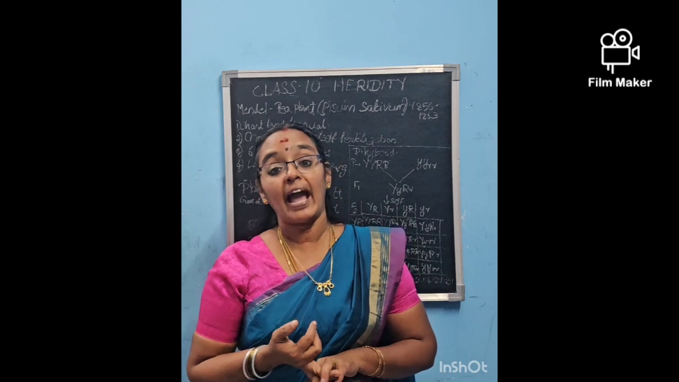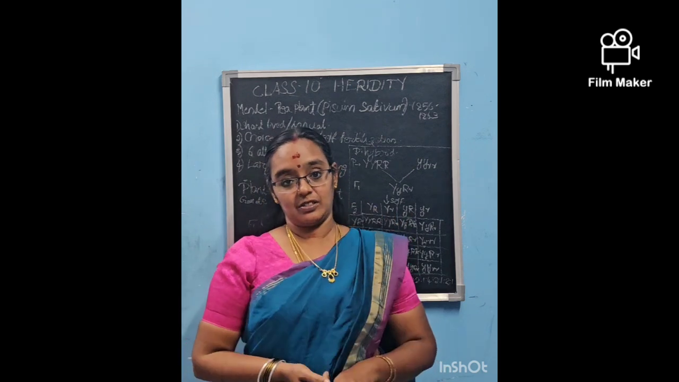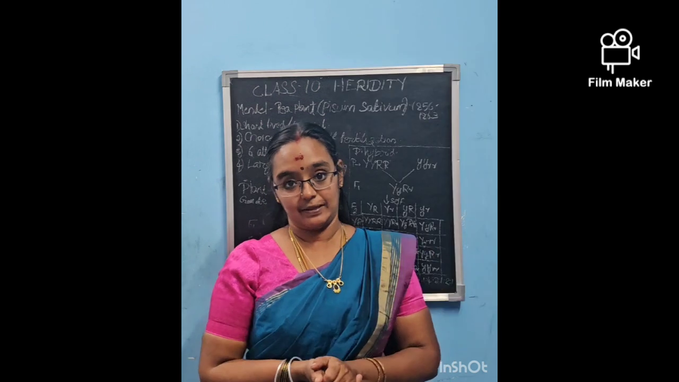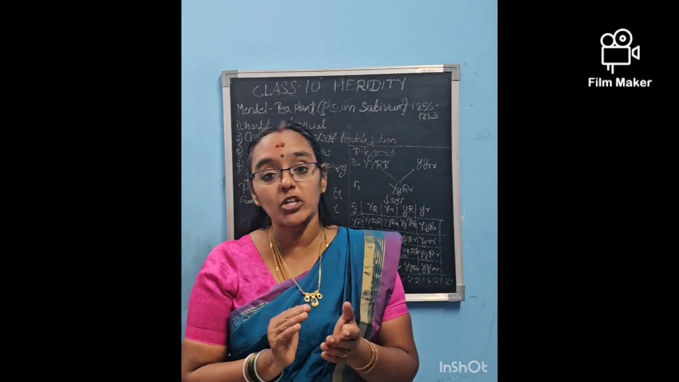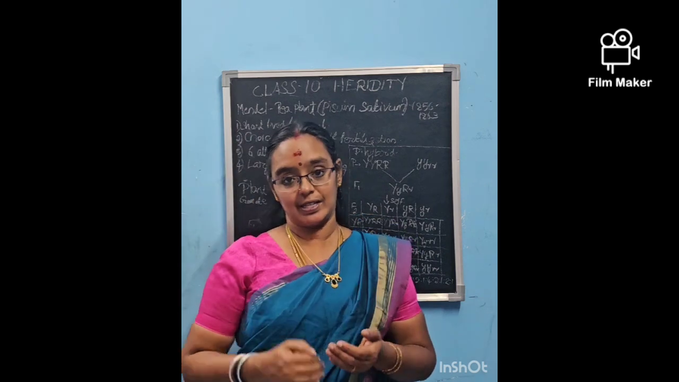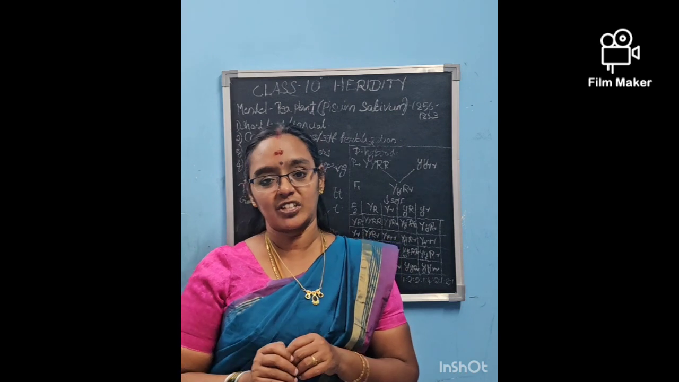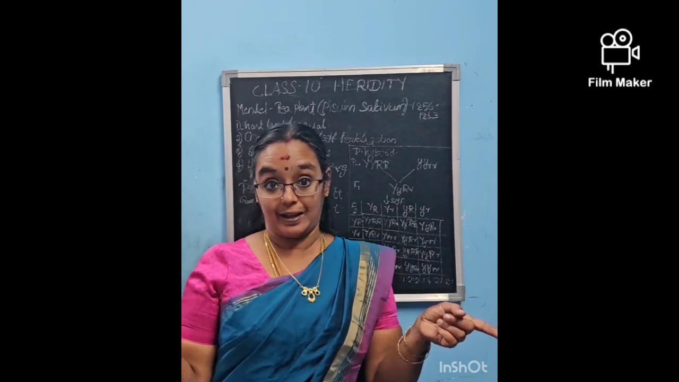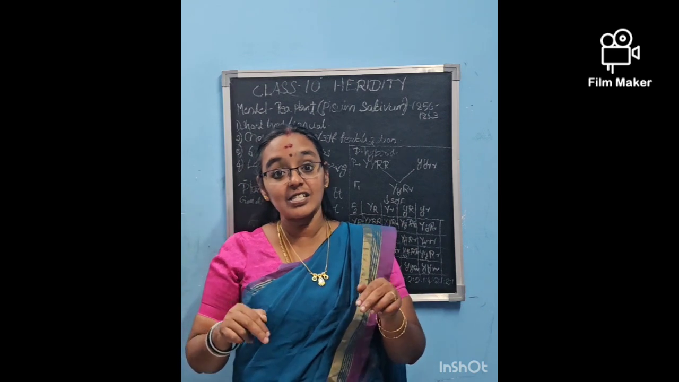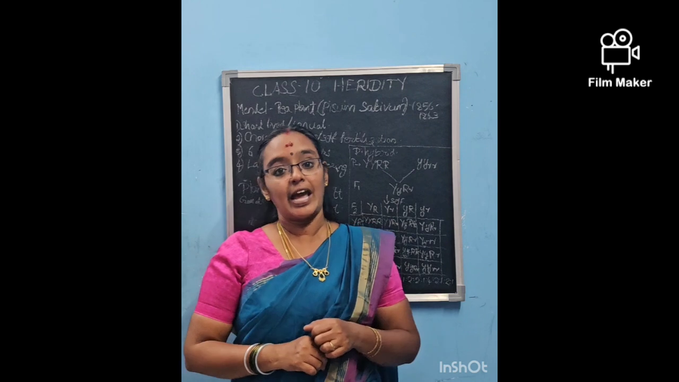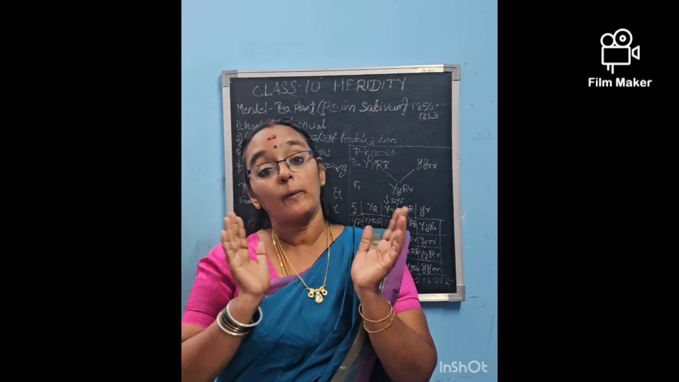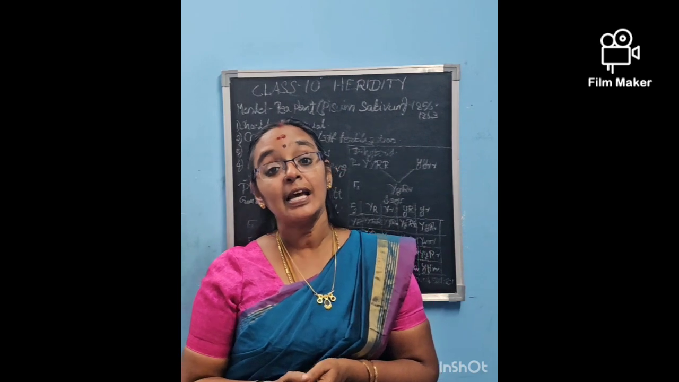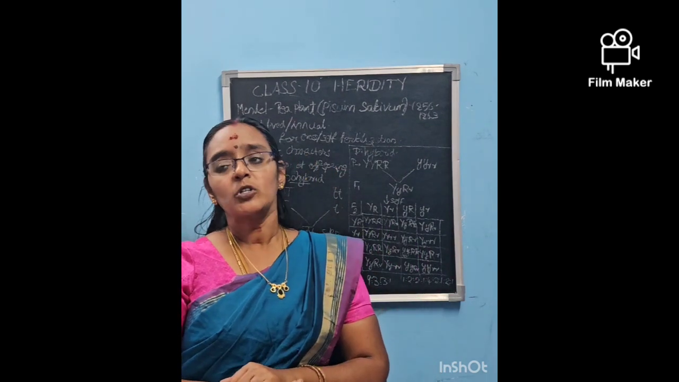And second, it has various allelic characters, 7 allelic characters can be seen in this pea plant. The third reason is, it has the choice of self-fertilization as well as cross-fertilization. What is self-fertilization and cross-fertilization? Cross-fertilization means the fertilization happens between two different plants. And self-fertilization is when the fertilization happens within one plant itself. So these two possibilities are there in the pea plant. That's why he took it. And the fourth important point is, it gives a large number of offspring.